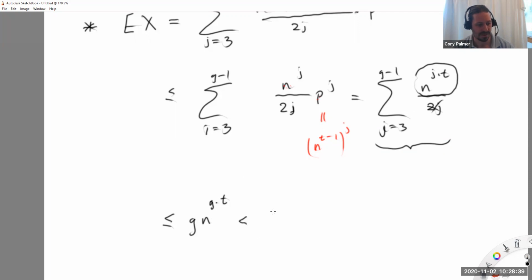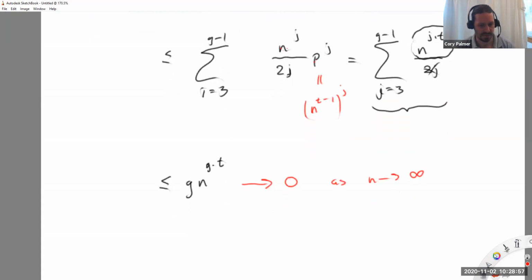And this is strictly less than what? Oh, actually, let's not even say what it's strictly less than. Let's just make an observation here. So this quantity here, I'm going to say goes to 0 as n goes to infinity. Why is that? Anybody see why this goes to 0? Remember t is less than 1 over g. So I have n to the... wait a minute, that doesn't go to 0.